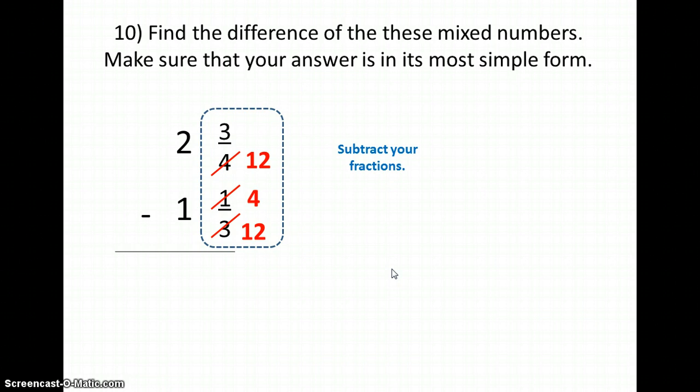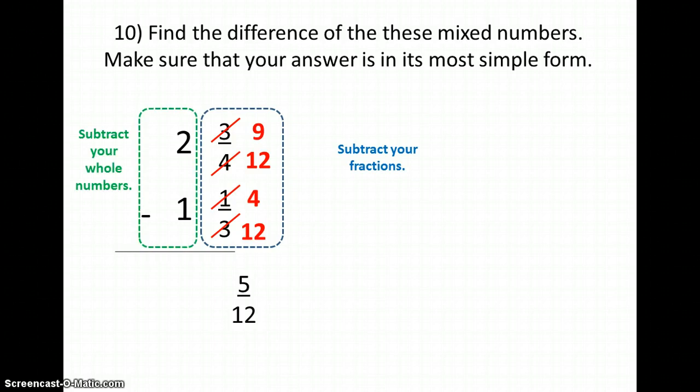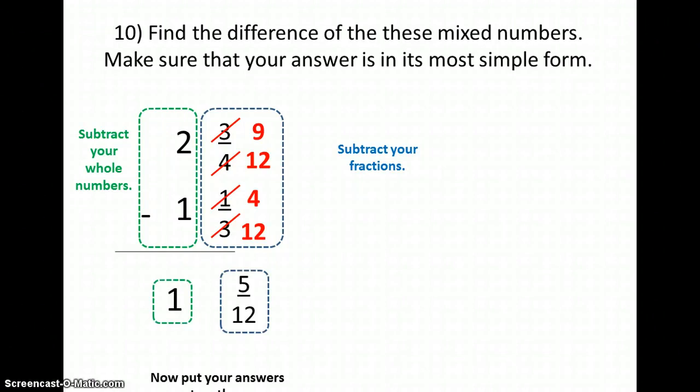4 times 3 is 12. 3 times 3 is 9. So now I'm subtracting 9/12 minus 4/12. And I get 5/12 because I only need to subtract the numerators. I keep the denominator the same. Next, I subtract my whole numbers. 2 minus 1 is 1. Finally, I put my answers together, and I get 1 5/12.